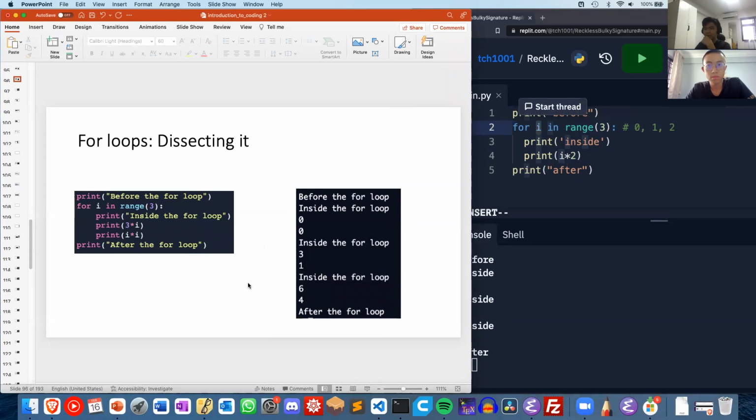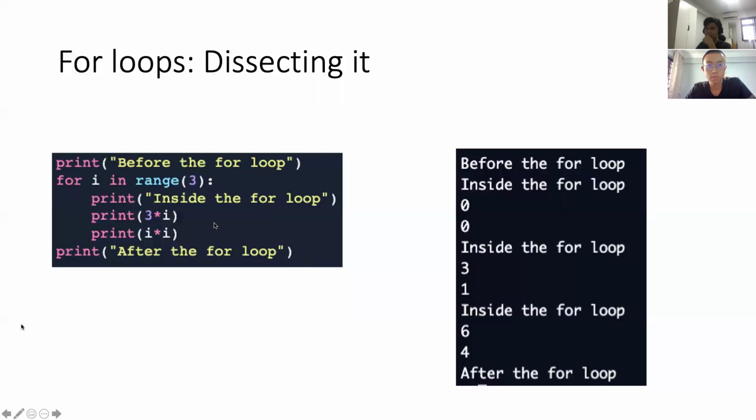So this is another example. In this example, it prints inside, then it prints 0, 0. Inside, it prints 3, 1. Inside, 6, 4. Do you understand this code? Yeah, I understand. Makes sense, right?